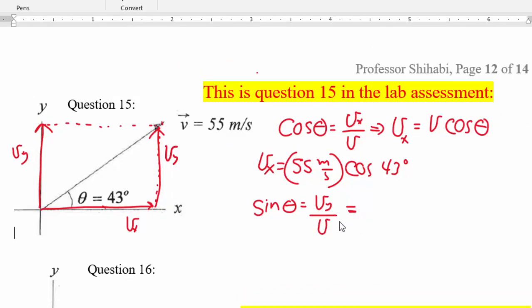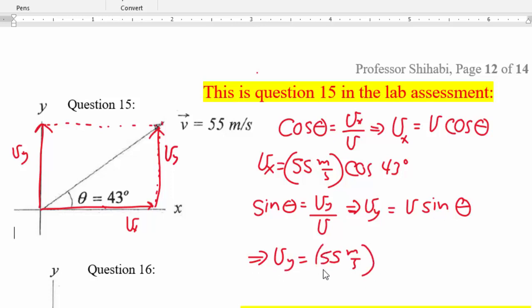And now we can solve for v sub y. So we rearrange the equation, solve for v sub y, which is v sine the angle, and then we plug the values. So v sub y will be 55 meters per second times sine 43 degrees, and I'll let you do the calculation.